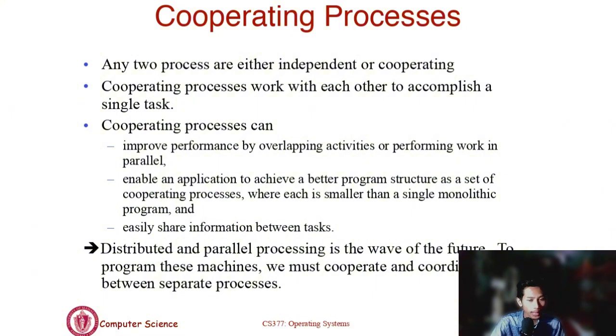The second is program structure enhancement. Structuring an application as a set of cooperating processes offers advantages over a monolithic program. Each process can focus on a specific aspect of the task, resulting in a more modular and maintainable program structure. And the third is information sharing. Cooperating processes facilitate seamless sharing of information between tasks. This enables data exchange and communication, fostering coordination and collaboration among different components of the system.